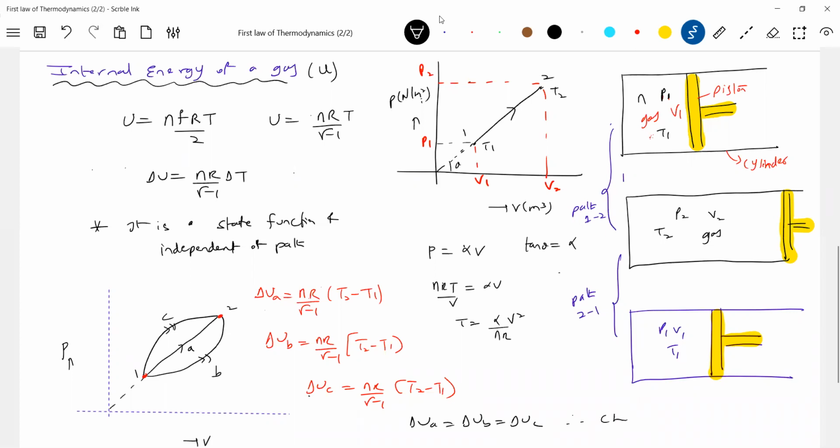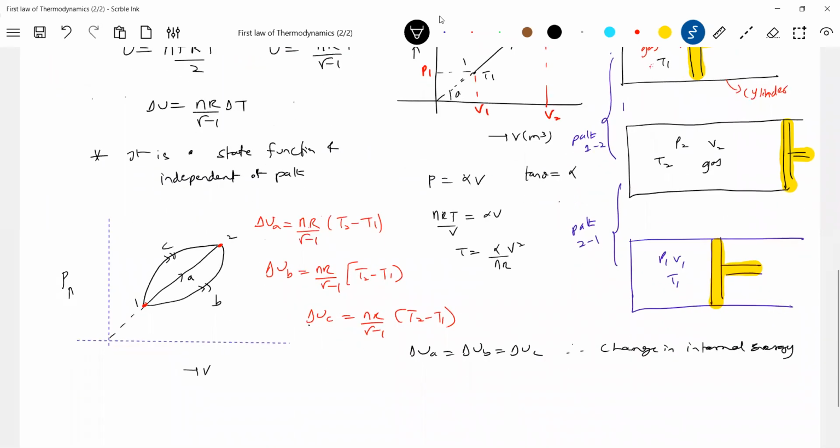Therefore, the change in internal energy is independent of path and depends only on the initial and final state.